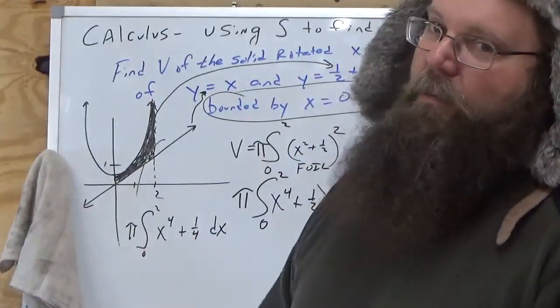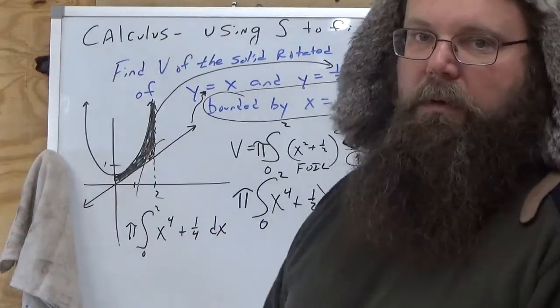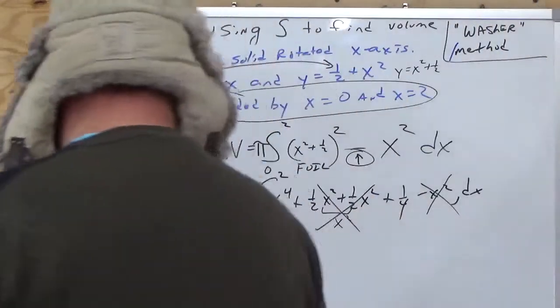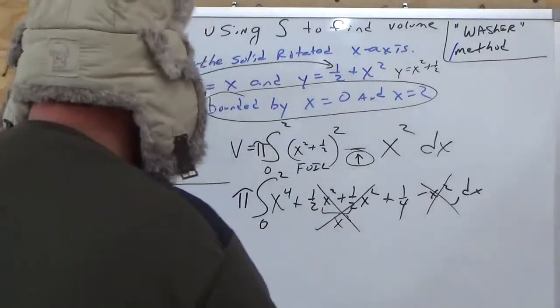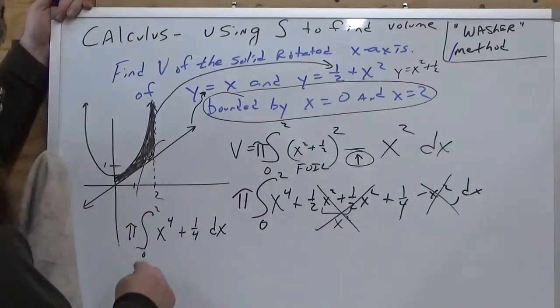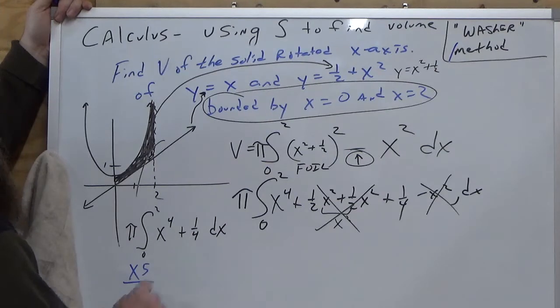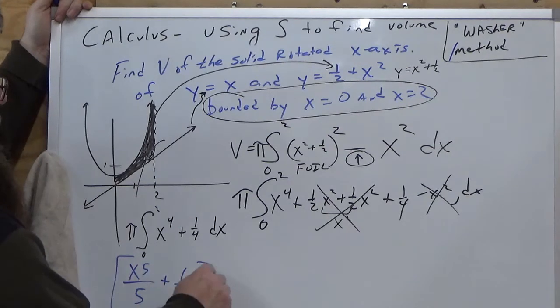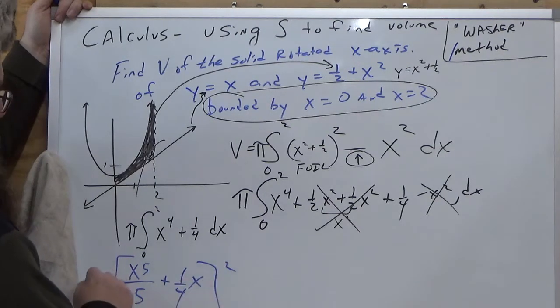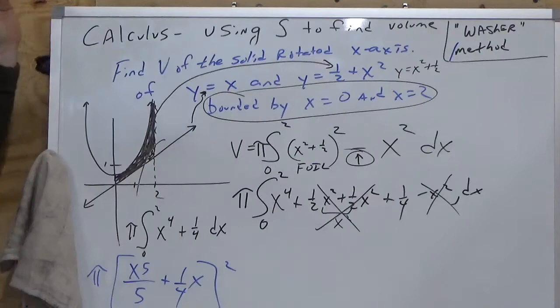We've done problems that have been much more difficult than this integral. So let's execute this integral. Okay? The integral of x to the fourth is what? X to the fifth over 5. Plus, what's the integral of 1/4? 1/4 x. We're going to evaluate that from what? 0 to 2, and what's out in front? A pi.